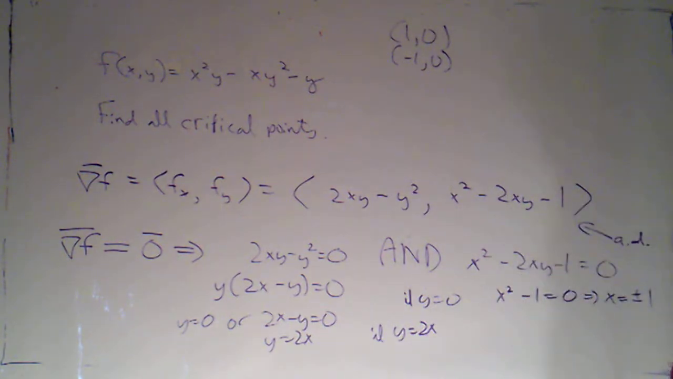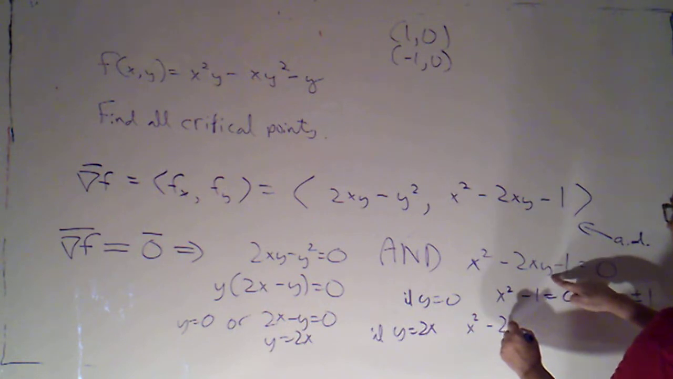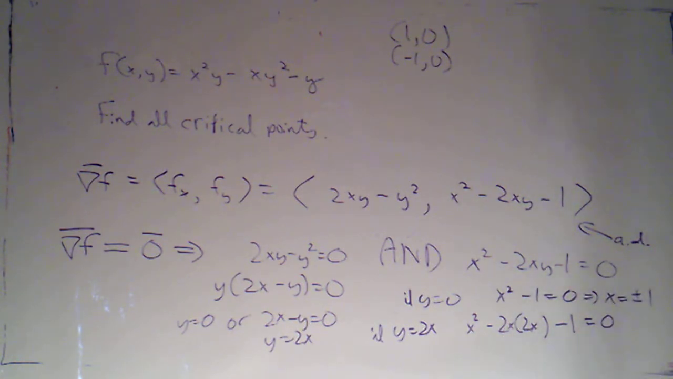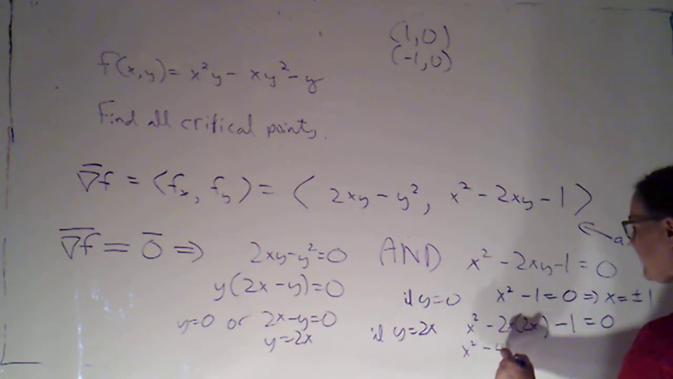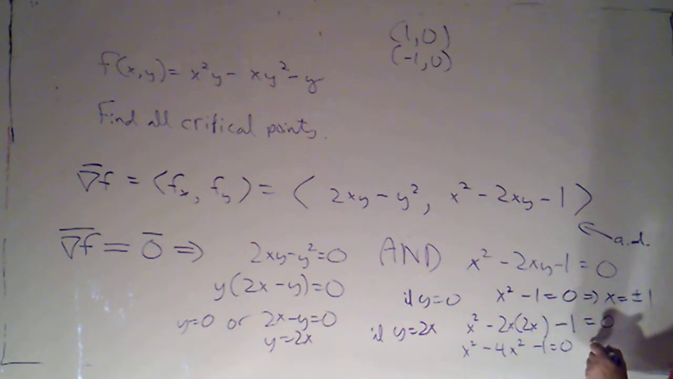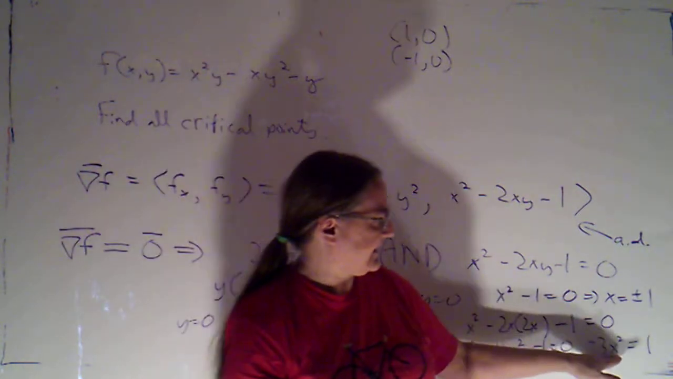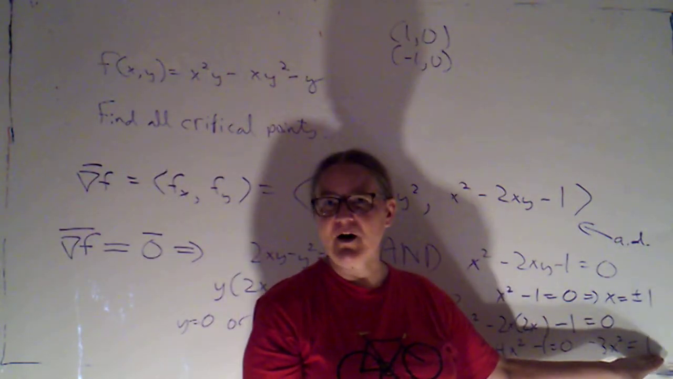Now my other possibility was that y could equal 2x. Well, if y equals 2x, this becomes x squared minus 2x times 2x minus 1 is equal to 0. So that's x squared minus 4x squared minus 1 equals 0. That would be negative 3x squared. I'm just going to add over that 1 equals 1. That's actually not going to have any solutions because this side is not positive, but obviously 1 is positive.